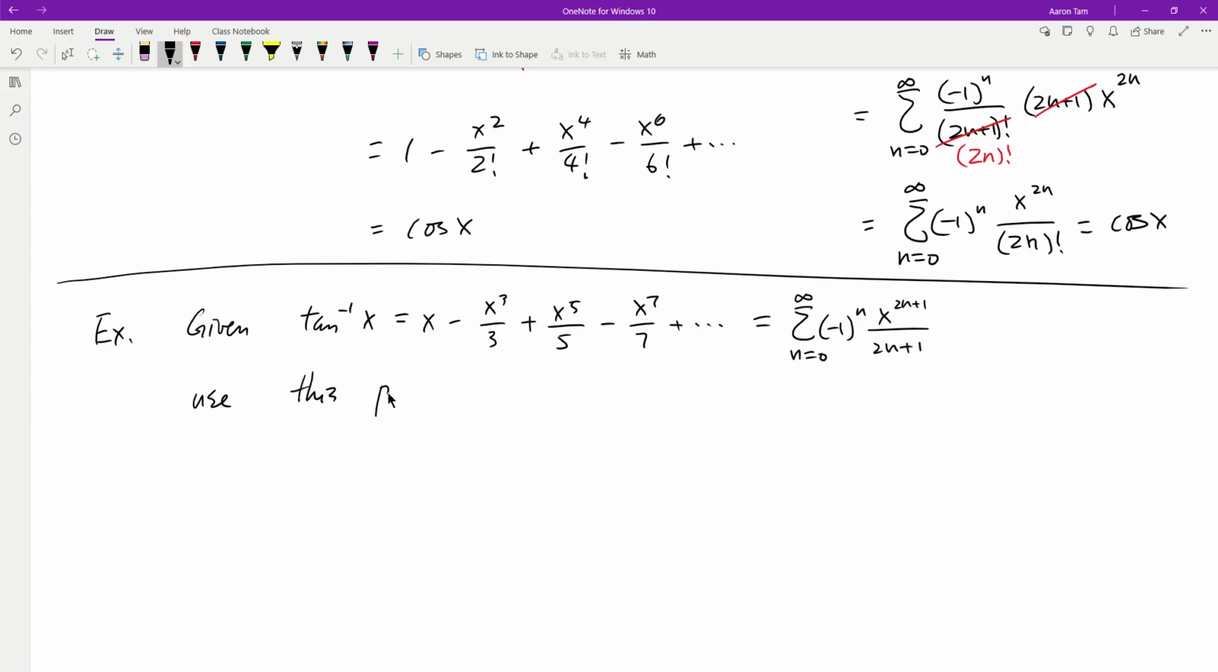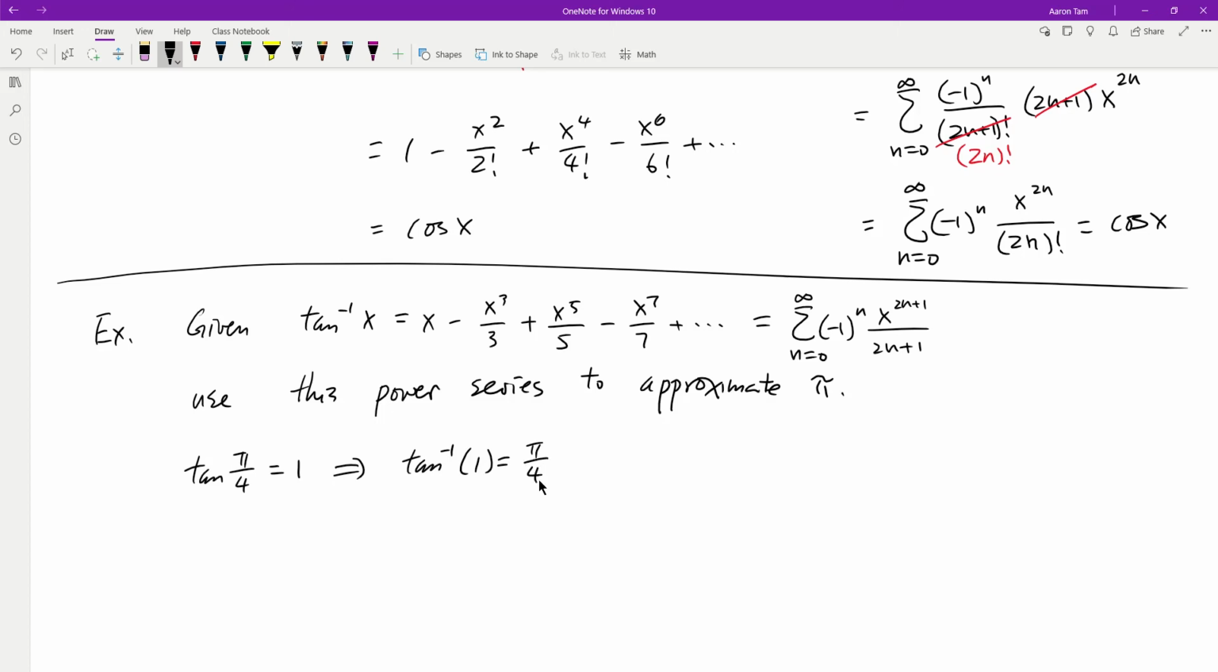Use this power series to approximate pi. So how do we do that? We know that tangent of pi over 4 is equal to 1, which implies that tangent inverse of 1 should equal pi over 4. And therefore, pi should equal 4 times tangent inverse of 1.